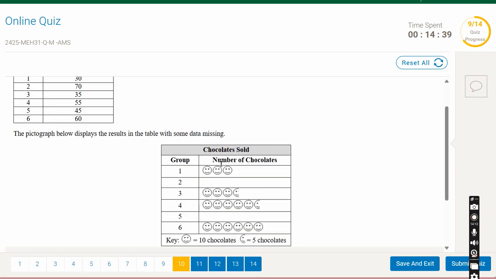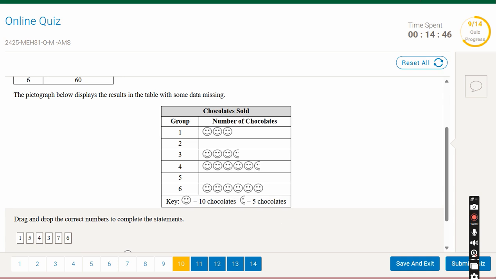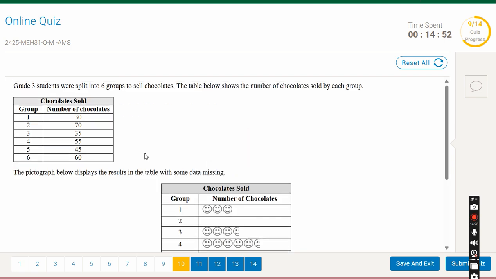Okay, what about this now? Again, the same thing that we studied previously. You're just supposed to understand the key first. So this circle, the whole one, gives you 10 chocolates. This half one gives you 5 chocolates, right? So they told us to represent 2.